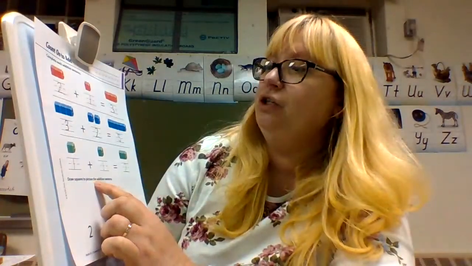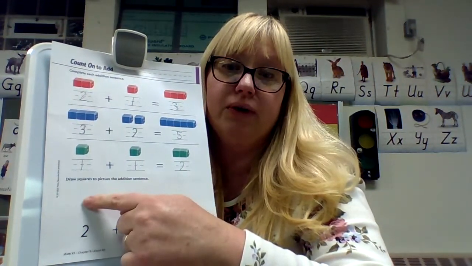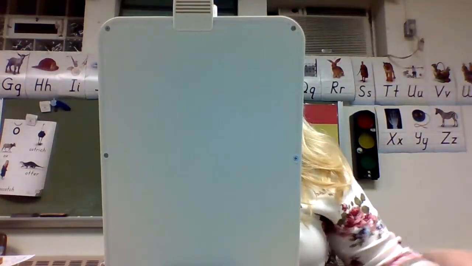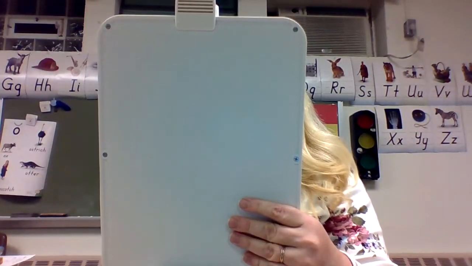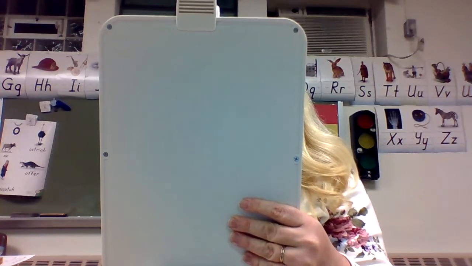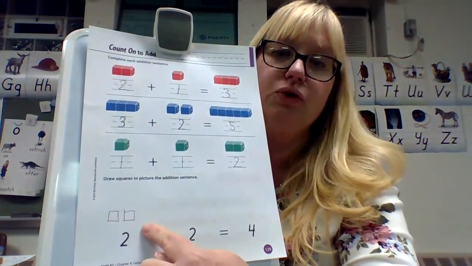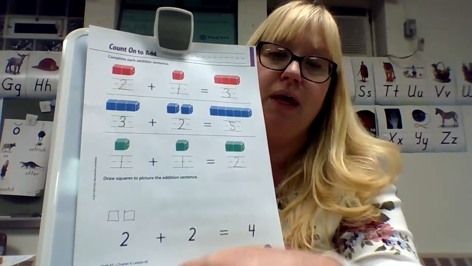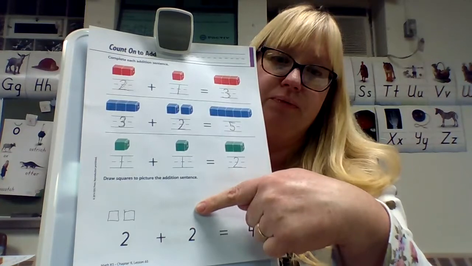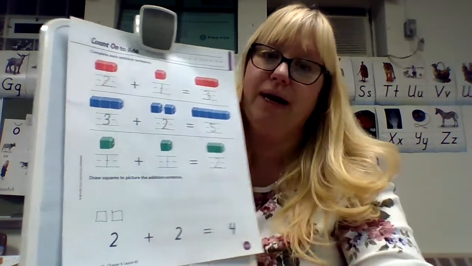I'm going to read you the directions here for this part. It says, draw squares to picture the addition sentence. So what number is here? 2. So above here, you are going to draw 2 squares. Let me draw them on here so you can see what to do. Okay. All right, there you go. Give me 2 squares above the number 2. What are you going to draw above this number 2? 2 more squares.